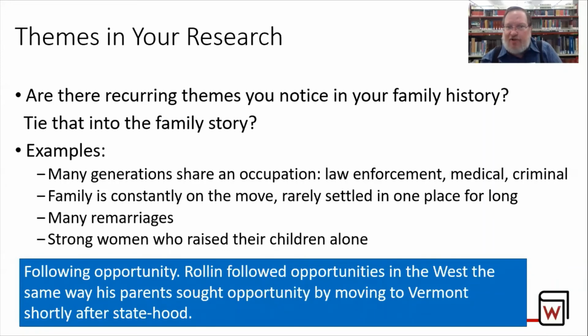And themes. Are there recurring themes you notice in family history? Very interestingly, people start looking at their family and go like, well, that's like the fourth generation that got divorced, or maybe that's the fourth generation that went into law enforcement, or they were doctors, or maybe they were criminals. Family is constantly on the move. Maybe that's another theme. They settled in one place, but not for long. And then strong women that raised their children alone due to either fatalities during a war, or maybe the depression and the father left, who knows. But following opportunities, Roland followed opportunities in the West the same way his parents sought opportunity by moving to Vermont shortly after statehood. And as you research your ancestors, you'll start to see these themes, and then you can expand on those to describe them from one generation to the next.